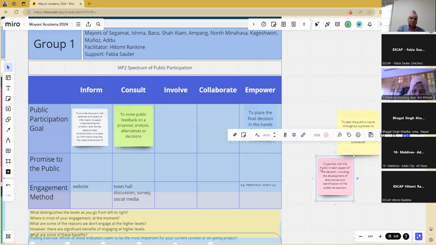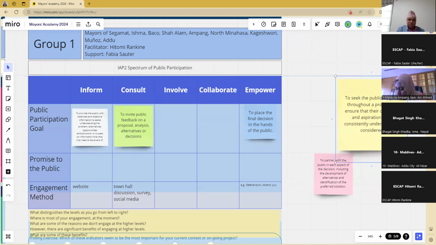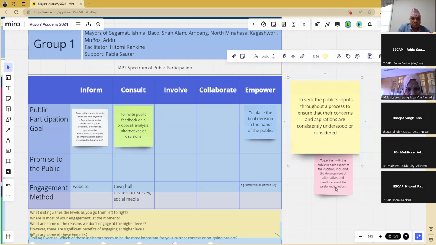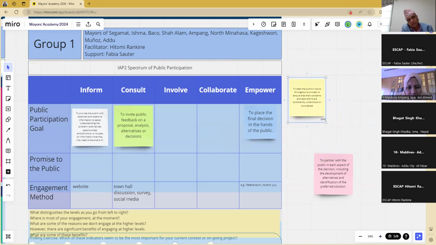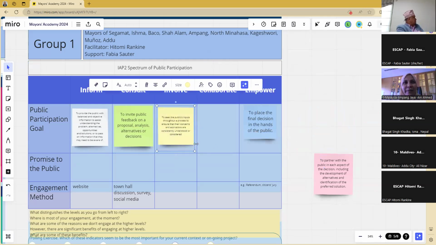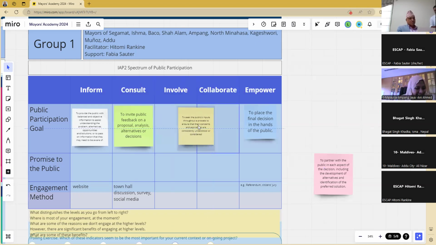We have to seek the public's input throughout the process to ensure that their concerns and aspirations are consistently understood and considered. To seek the public input. It ensures their involvement, I think. Yeah, they're talking about the fruitful involvement. I think it's 2. The other one is to partner. Okay. Partner is actually collaborate. Yes, okay, Flavia is very quick. Agree. So is it involve or is it collaborate? Which one? So we agree that it's involve?